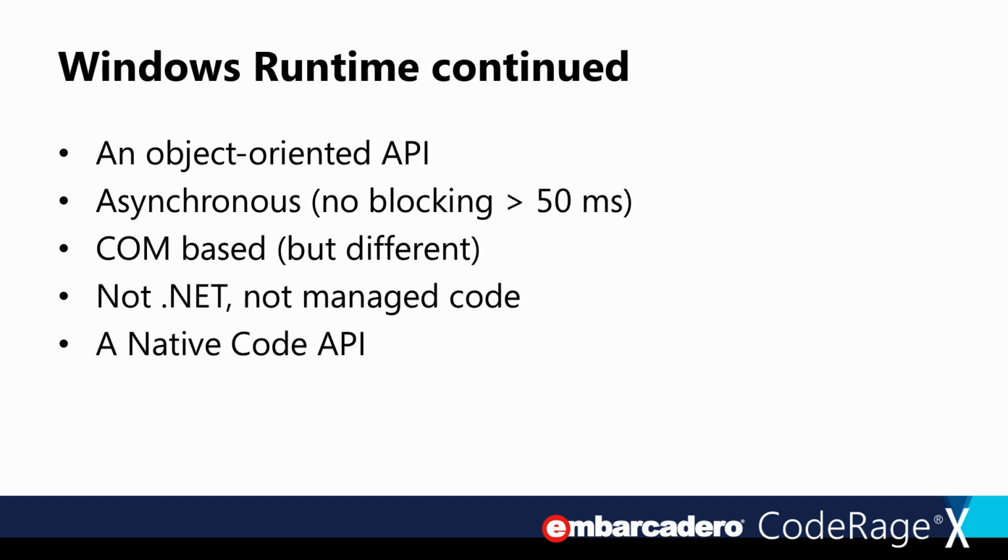So the Windows Runtime is an object-oriented API, which is much different than Win32. It's also asynchronous. No calls to it will take longer than 50 milliseconds. If the call could potentially take that long, then it is called asynchronously. It's COM-based, but it's a little different than we're used to with COM. And it's also important to note that it's not .NET, it's not managed code, it's a native code API.